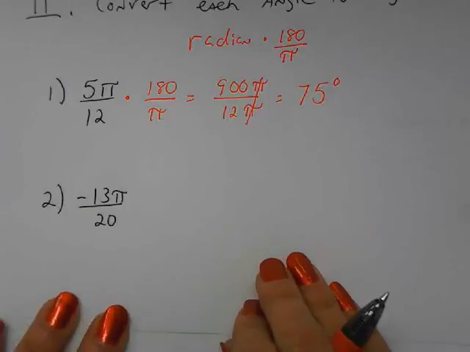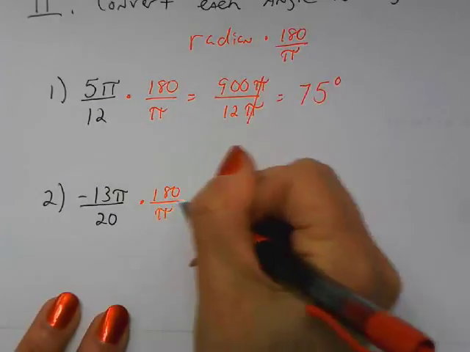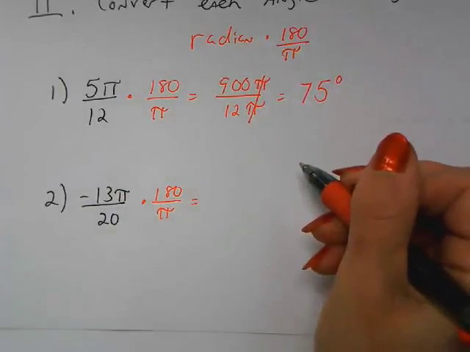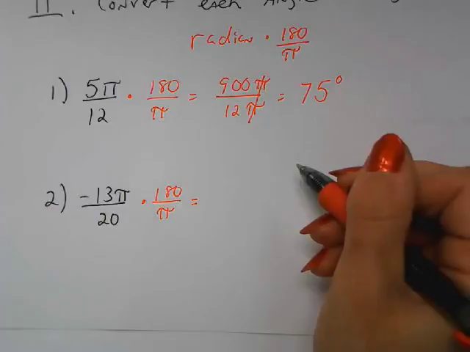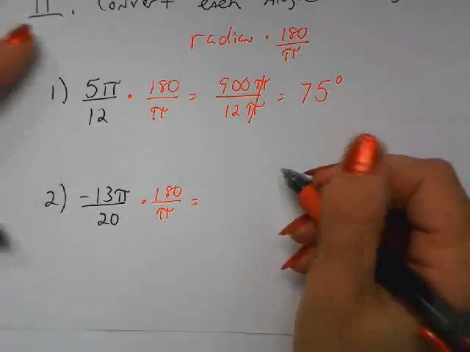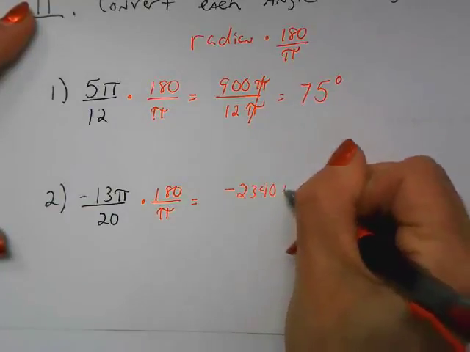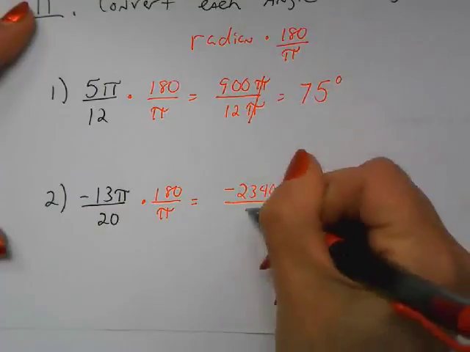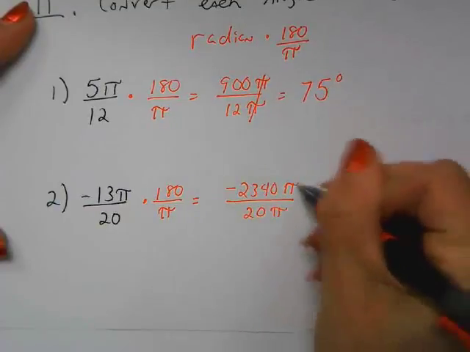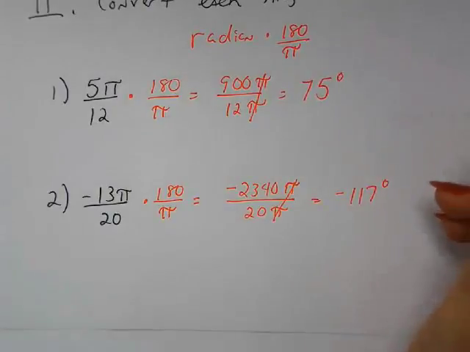Alright, so you try number 2. Multiply by 180 over pi, and now go ahead and figure out the rest of your answer. So I get negative 2340 pi over 20 pi, and now your pi's cancel. When you clean it up, you should have gotten negative 117.